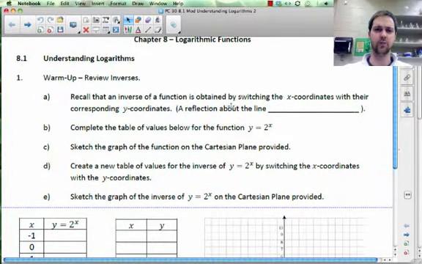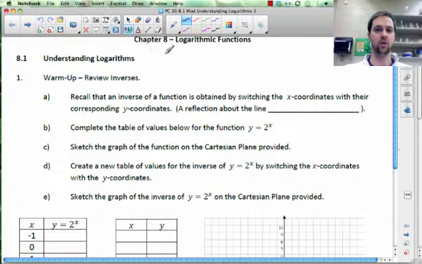Recall that an inverse of a function is obtained by switching the x-coordinates with the corresponding y-coordinates. So if you have a table of values, all you do is simply swap them and you have the inverse once you plot those points. Now, this is also known as a reflection about the line y equals x, which is the oblique line with a slope of 1 that passes through the origin.